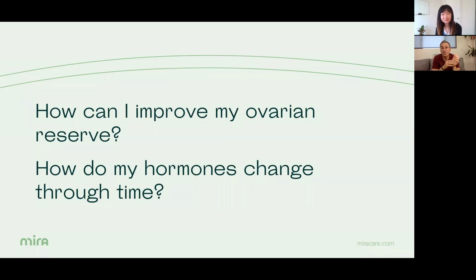It also doesn't mean that's the only amount that you're going to recruit every cycle. That can fluctuate if you make changes, just like we've been talking about, so that you could see that antral follicle count go up. So don't be scared by that number either. I often have women who will say, I'm really scared. I think I don't have a lot of eggs left because of that ultrasound, and that's not always the case.